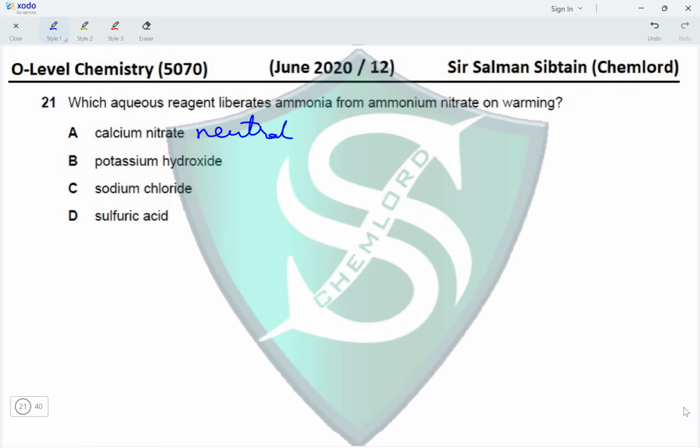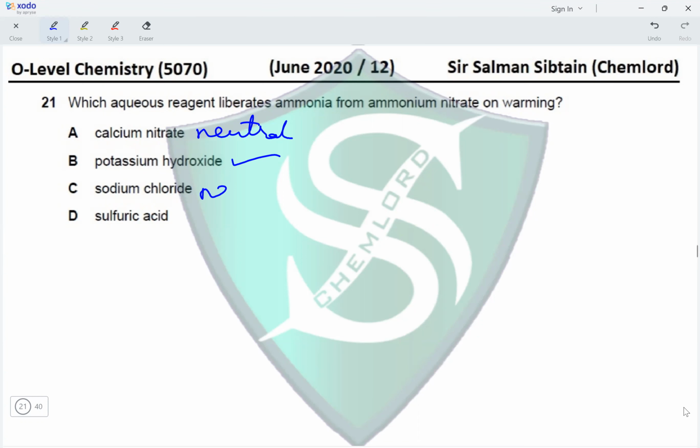Next is potassium hydroxide. Potassium hydroxide is a base. It would react with ammonium nitrate, liberating ammonia gas because ammonium nitrate is an acidic salt. So a base would react with an acidic salt to liberate ammonia gas. So this is the answer.